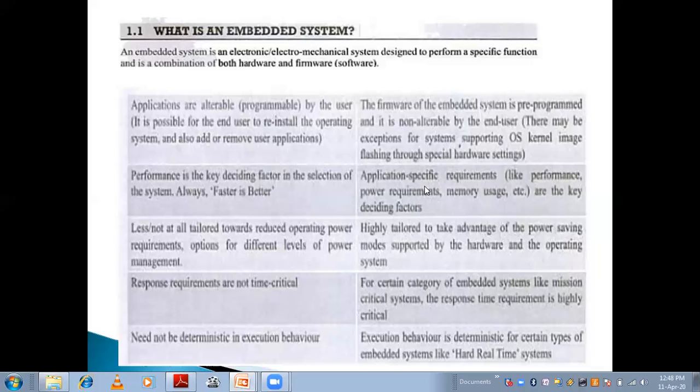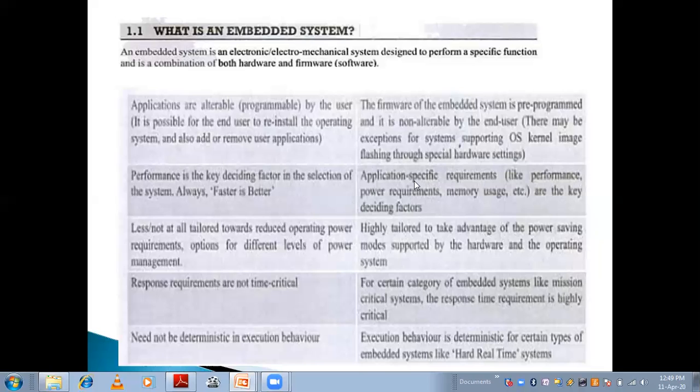So here, application specific means in a general purpose computing system, we can have all the components. An example is your desktop computer system. In a desktop computer system, we can install any software and we can work with any type of interfaces. Means we can use your desktop system for any purpose.